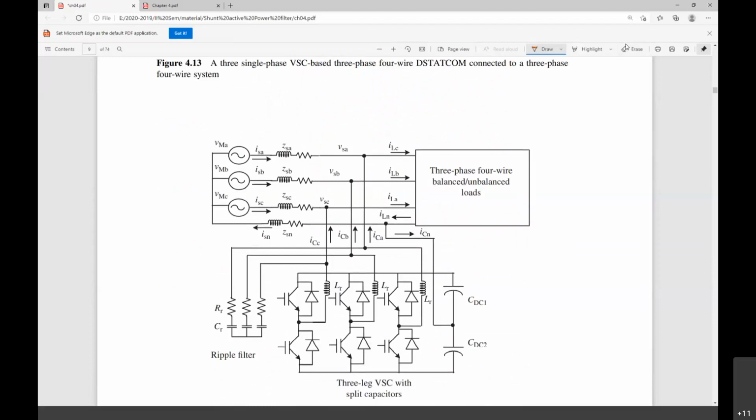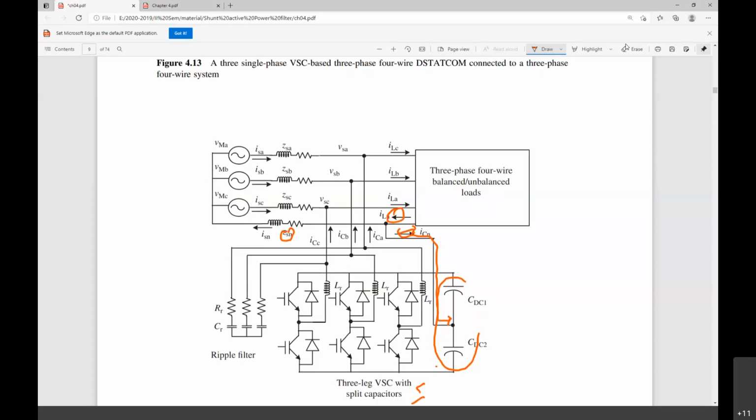This is a three-leg VSC based with a split capacitor. We have a split capacitor topology over here. The neutral leg is going to connect this way. Even in this topology, it is the same thing. This is the ILN. It is going to flow this way because the impedance offered to this is very much higher than this, and again it is going to redistribute in the compensator, sorry, the filter currents.